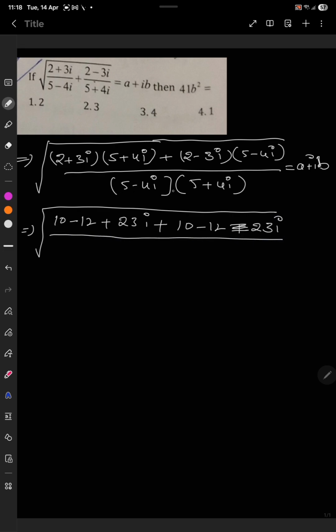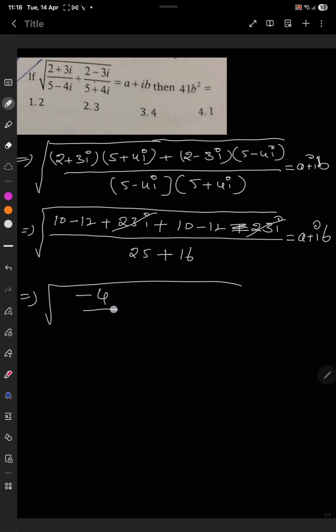By a minus b into a plus b. This is in the form of a minus b into a plus b, that is a square minus b square, 4i square, i square is minus 1, minus of minus plus, 4 square is 16, that is equal to a plus ib. So 10 minus 12, 23i cancel, 10 minus 12 minus 2, minus 4 by 41, that is equal to a plus ib.